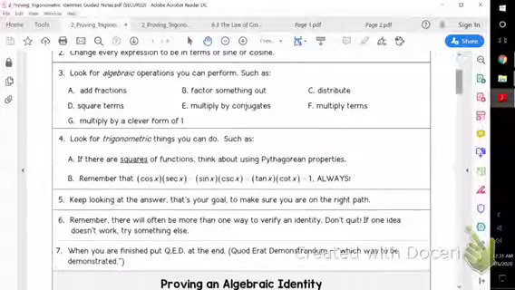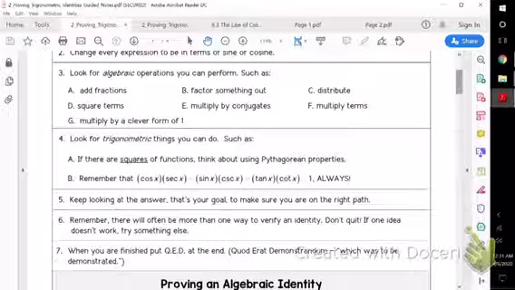Step 3, we're going to look for algebraic operations, such as, if there's fractions, can I add or subtract them? Can I factor something out? Can I distribute? Can I square terms? Can I multiply by conjugates? Can I multiply terms? Or can I multiply by a clever form of 1? Meaning, can I multiply the top and bottom both by something that will help me? Remember, that has to be the same thing. That's why they said it's a clever form of 1.